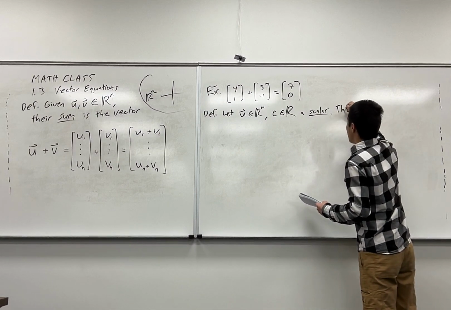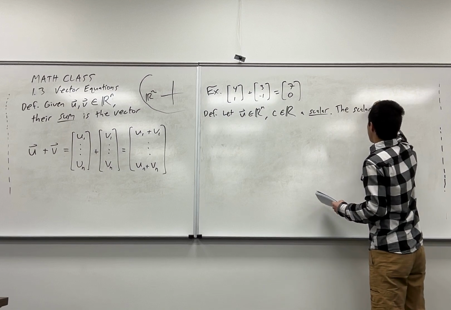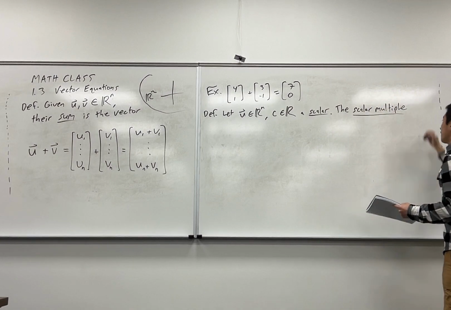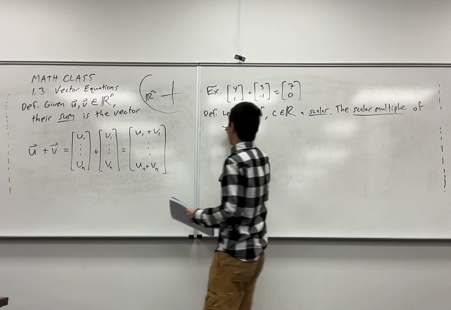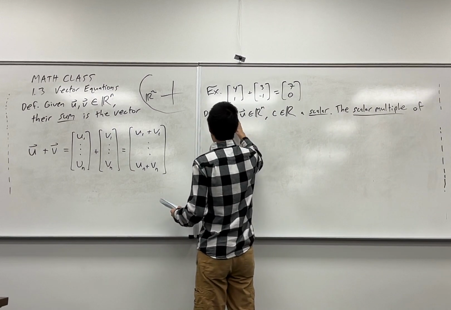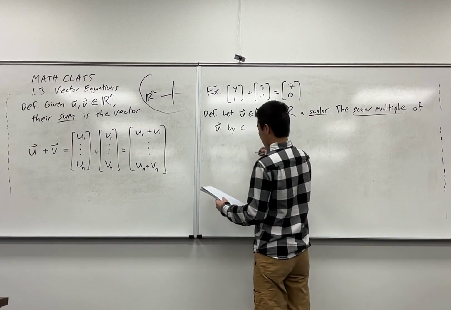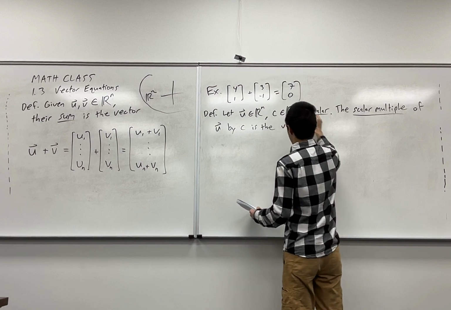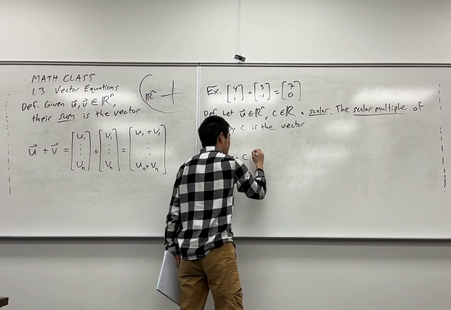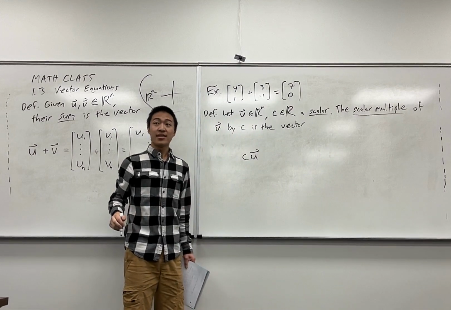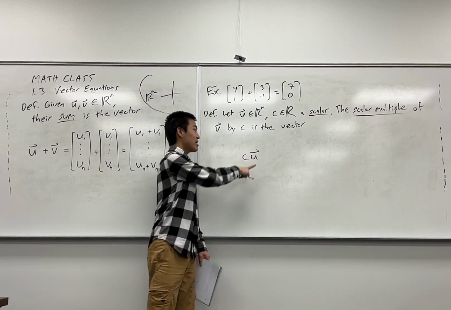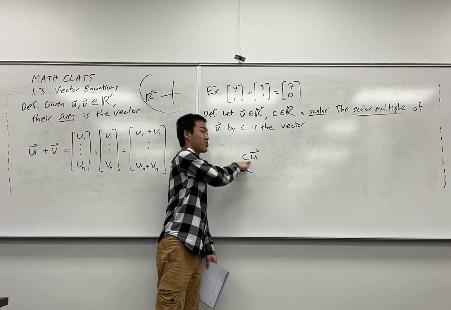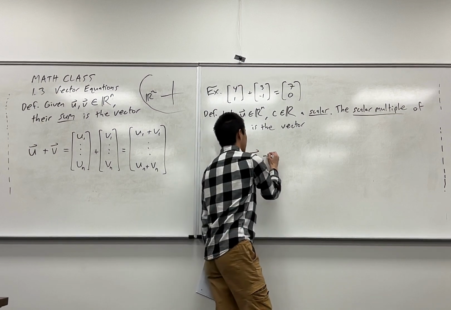Then the scalar multiple. Again, this should be review, but just visually it looks a tiny bit different. The scalar multiple of my vector u by the scalar c, which is a real number, is the vector, again, I take my scalar c, I multiply against the vector u. Suddenly, notation really matters. What if I didn't put a line over u? Then you have a scalar product of just two scalars next to each other. So it becomes important.